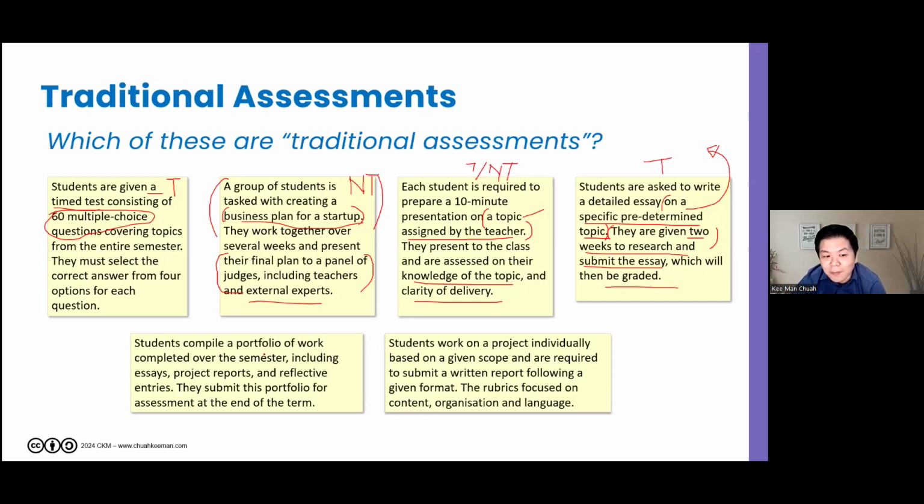Fifth, this is our favorite when it comes to non-traditional or alternative assessment. We love this. Students compile a portfolio of work completed over the semester, including essays, project reports, reflective entries. They submit this portfolio for assessment at the end of the term. So what do you think?